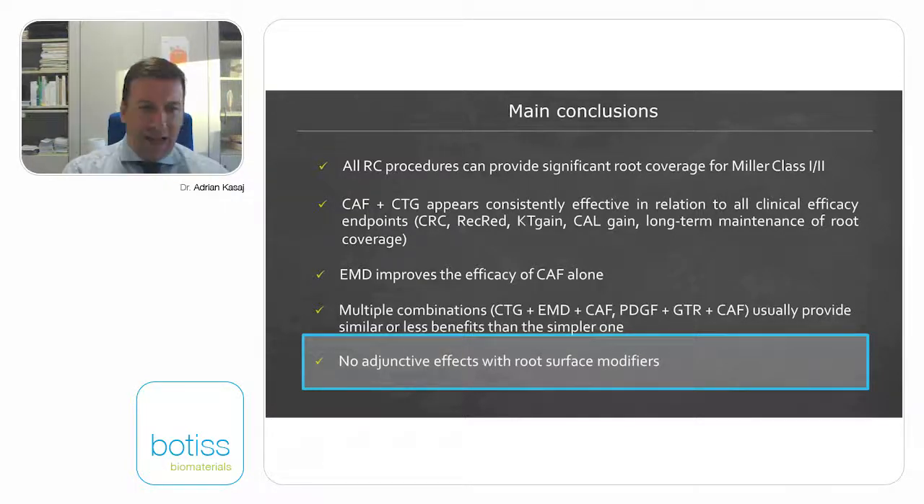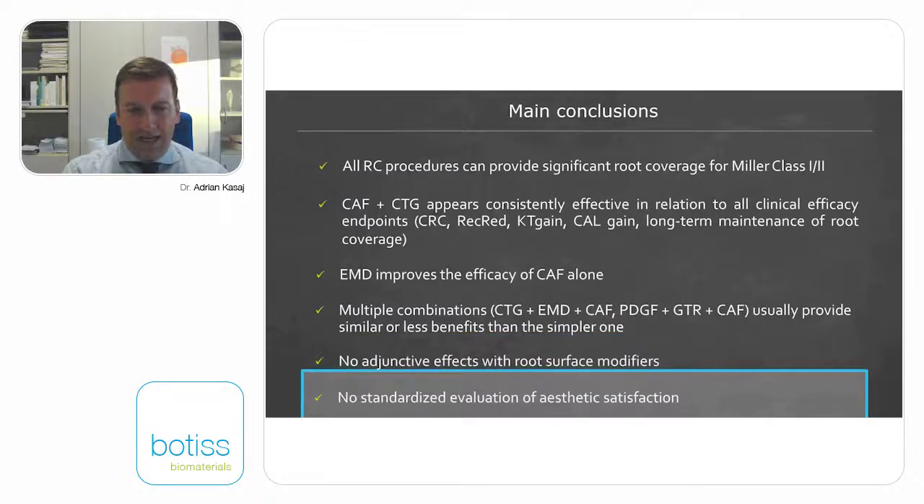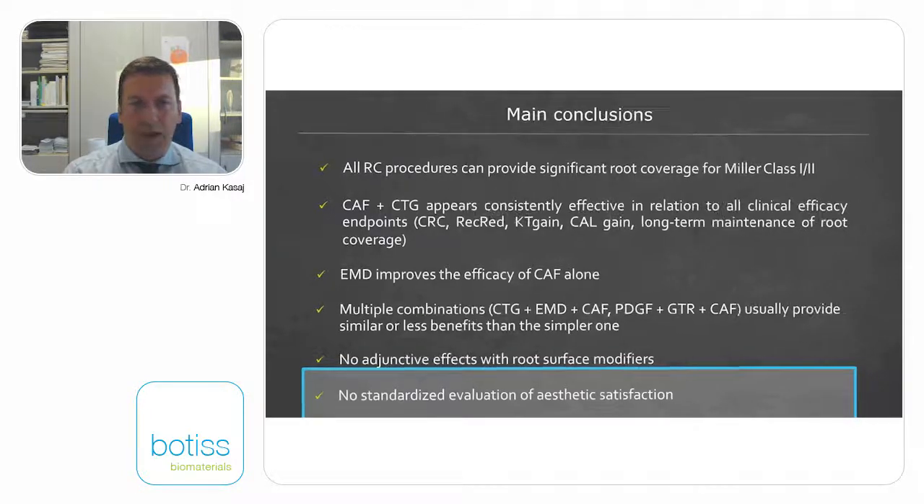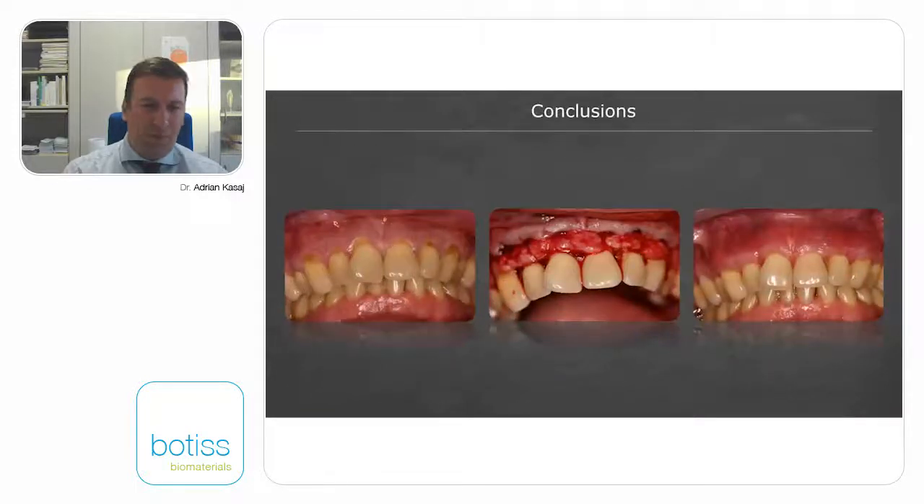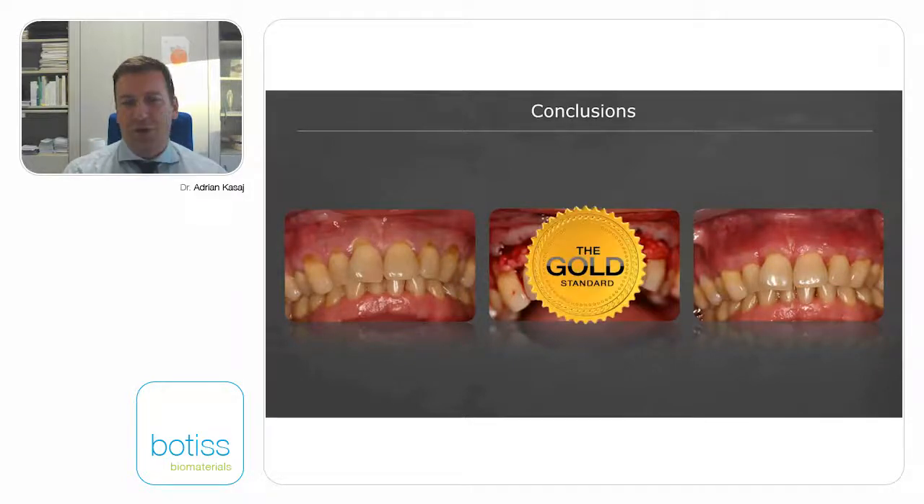And as yet, we have also no standardization for the evaluation of aesthetic satisfaction. So we can conclude that at present, for the surgical treatment of gingival recession, the autogenous connective tissue graft is definitely the gold standard.